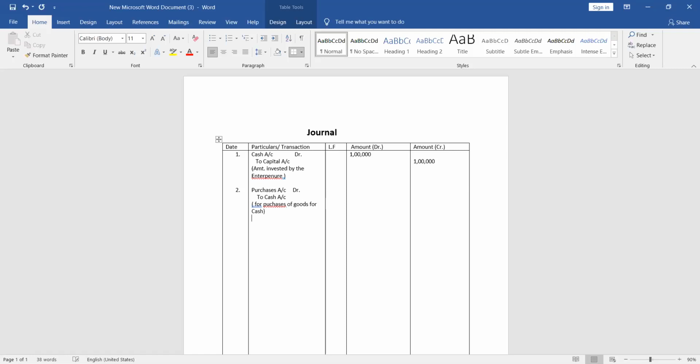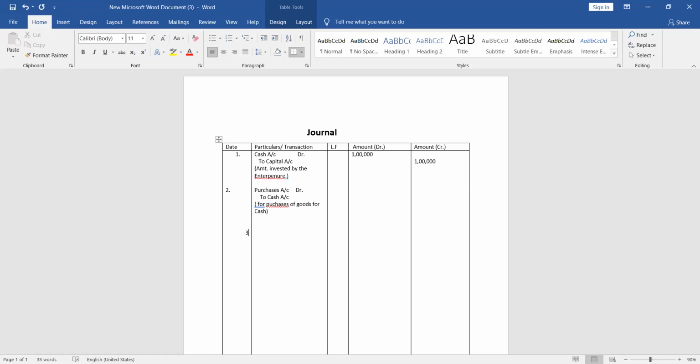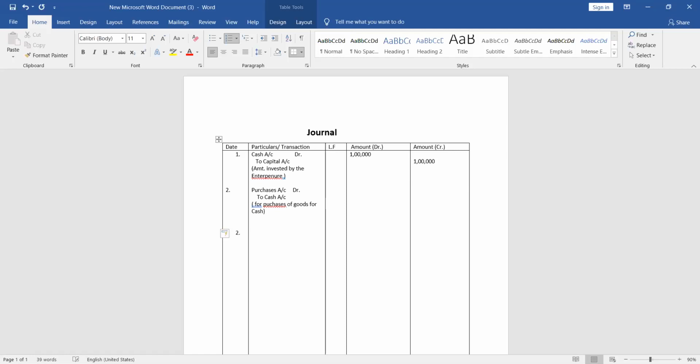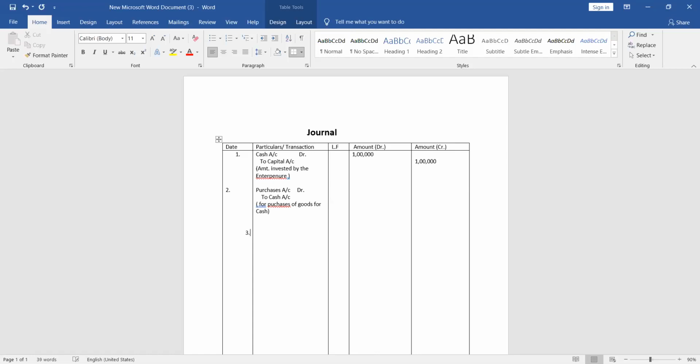The next transaction, number 3. This time, suppose you purchase the goods on credit. When the goods are purchased on credit, what should be the entry? The entry should be the same. Purchases account will remain debit as it is. Purchases account debit to.